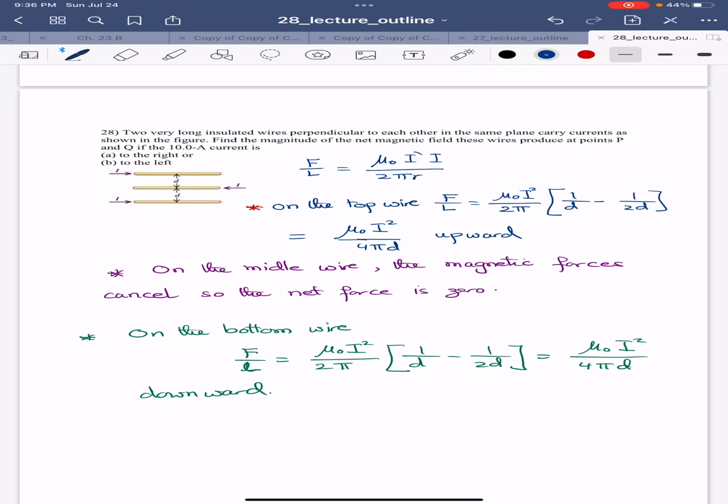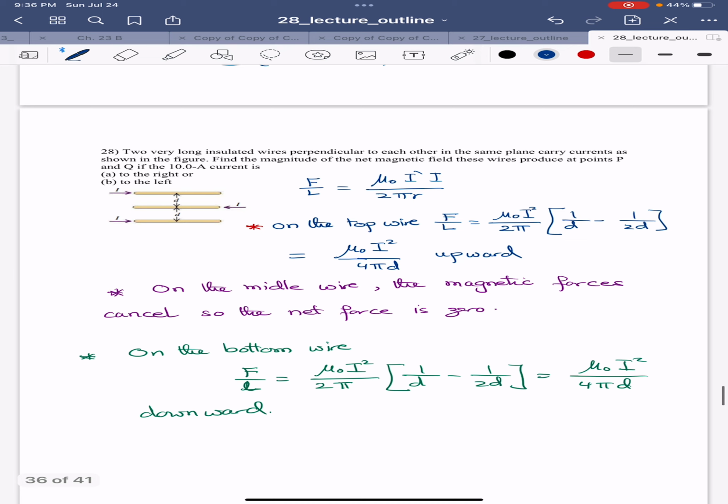On the middle wire, the magnetic forces cancel because the forces are going to be in opposite directions. On the bottom wire, it is going to be the same as the first one, but downwards.